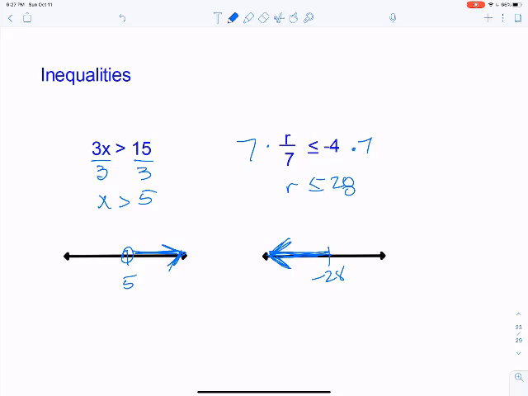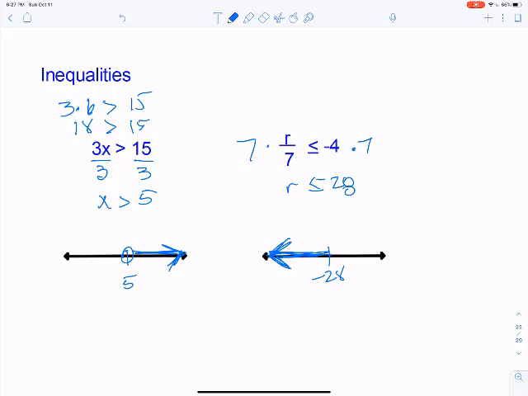Is 6 part of that solution set that's greater than 5? Yes, it is. So I would do 6, or 3 times 6. Is that greater than 15? Well, 3 times 6 is 18, and yes, that is greater than 15. So let's do this other one.